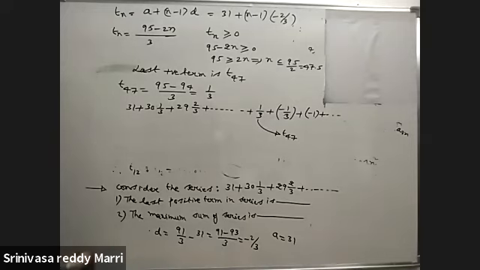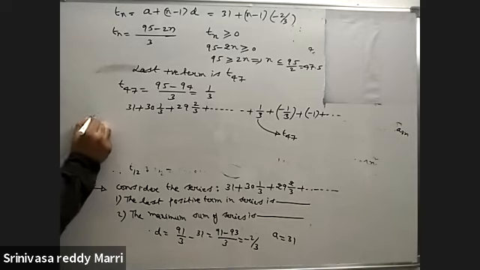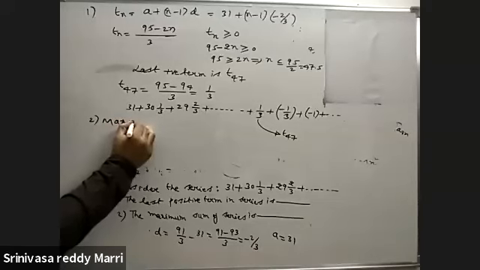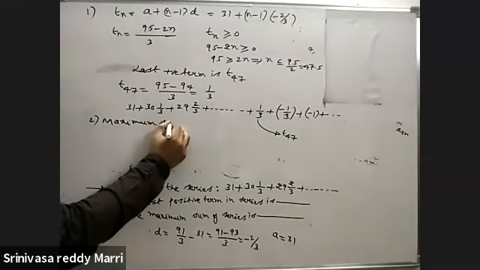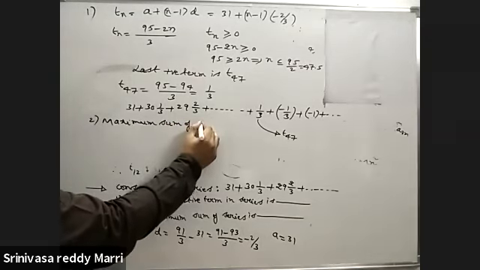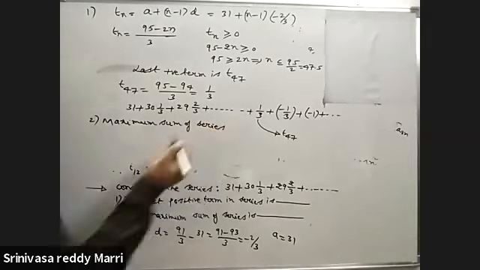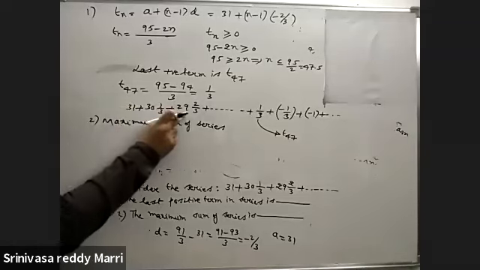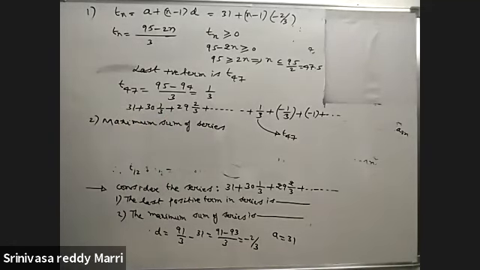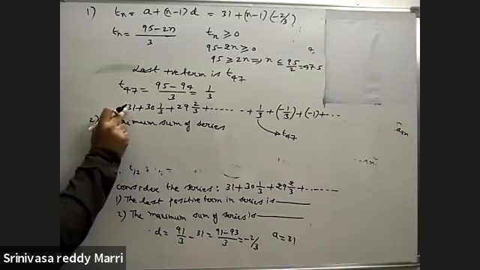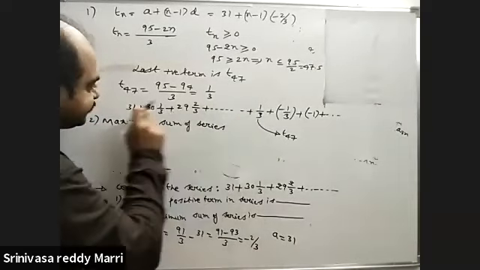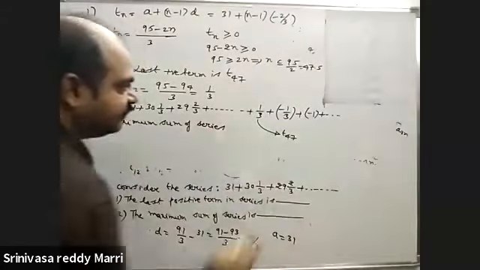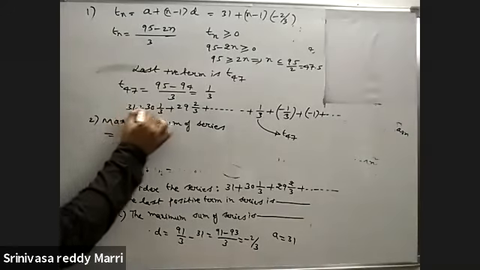Suppose the second question is this: maximum sum of the series. This is the first question. Maximum sum. Look, maximum sum means if we add this to this, then you will get some sum. If you add 3 numbers, you will get a sum. If you add 4 numbers, you will get a sum. The maximum value will be if you sum from here to here, because if you add beyond that, you add minus 1 by 3.